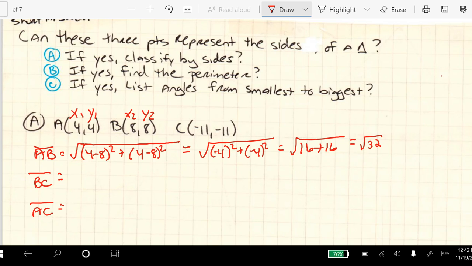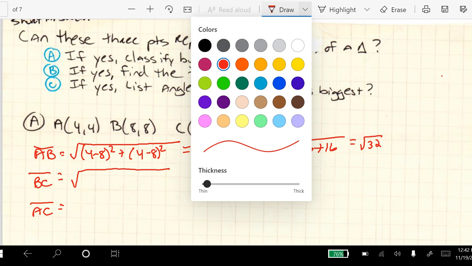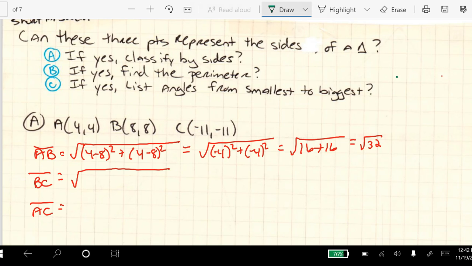For BC, the next side, it's asking you for that length, so square root. Again, I'm just going to move over since I'm using the next 2 points. You don't have to label it if you're comfortable. I'm just trying to be clear for those students who might not be sure what I'm plugging in. So it's going to be the square root of 8 minus a negative 11 squared, and then 8 minus a negative 11 squared.